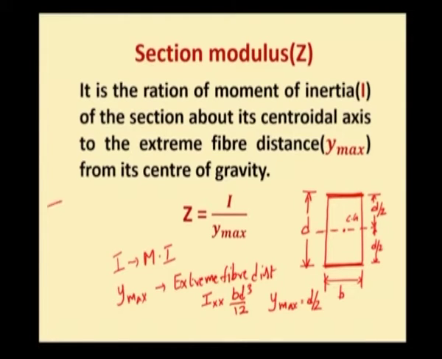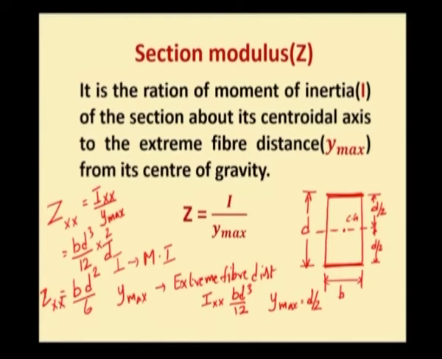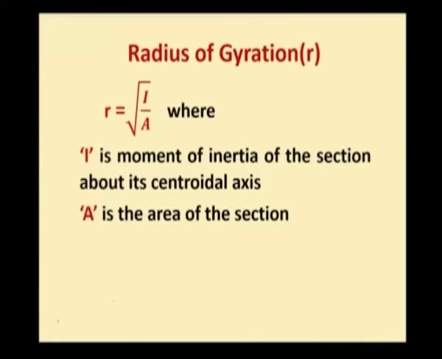Hence, if you calculate the section modulus with respect to xx axis, it will be Ixx by y max. So, b into d cube by 12, this divided by y max, which is d by 2. So, you will get 2 by d here. So, Zxx will be b into d square by 6. So, this is Zxx. In the same manner, if you calculate Zyy, it will be equal to d into b square by 6. Likewise, you can calculate section modulus for square and also for circular section.